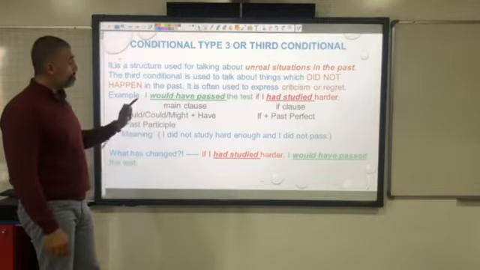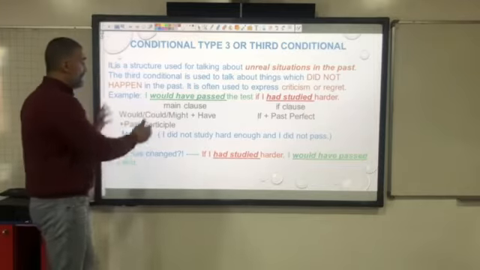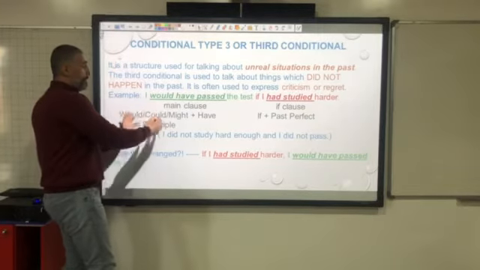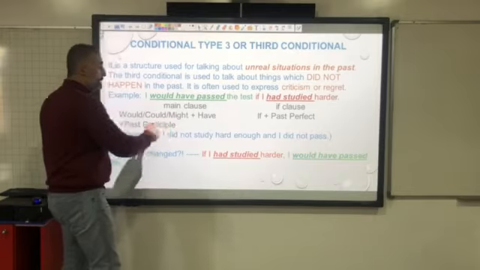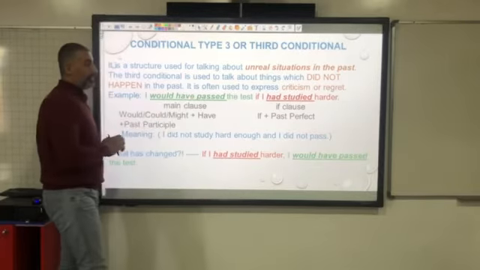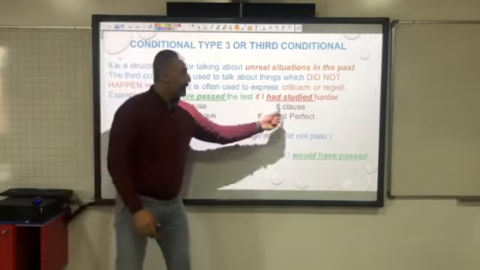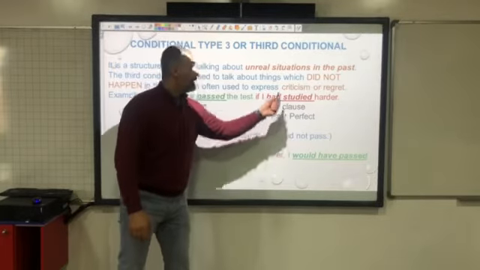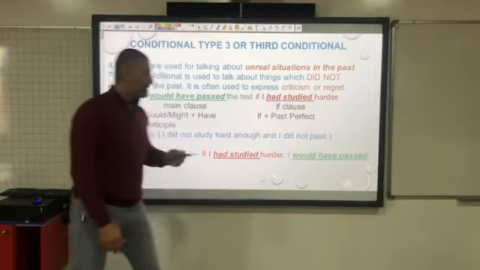Considering the tenses used, in the main clause, we could use would, could, might, plus have, plus past participle of the main verb. In the if clause, it's always the past perfect tense to show it is unreal in the past.